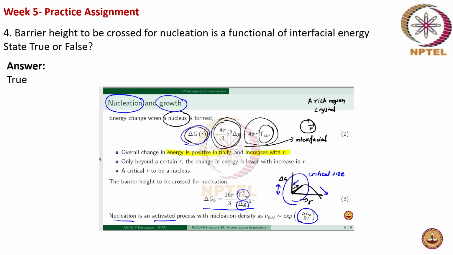Anyway, whoever said it is right, it's true, it's a function of interfacial energy. You can see from this equation, delta G is a function of the cube of the interfacial energy. Whenever the nucleus starts forming, a new interface is created. So obviously, for further growth, it has to cross that interfacial energy barrier. Do you all agree? Okay, fine.